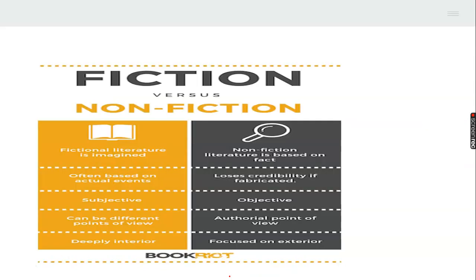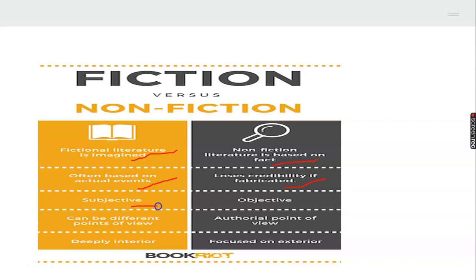Then lastly is comparing between fiction and non-fiction. Let's say the differences. Number one is that fiction is imaginative. Non-fiction is based on fact, not imaginative. Then fiction is often based on actual events, often, not all the time. Non-fiction is basically based on actual events and loses credibility if fabricated.